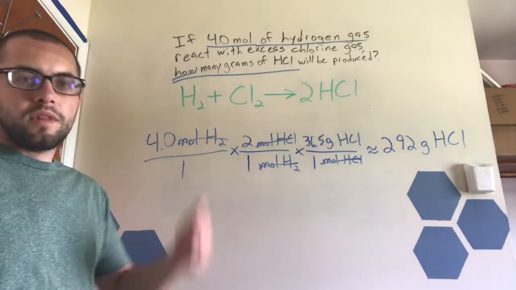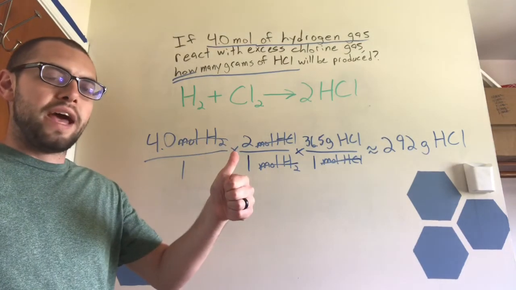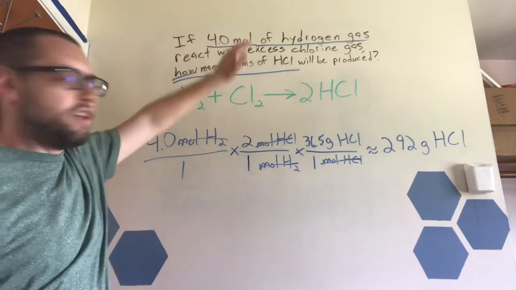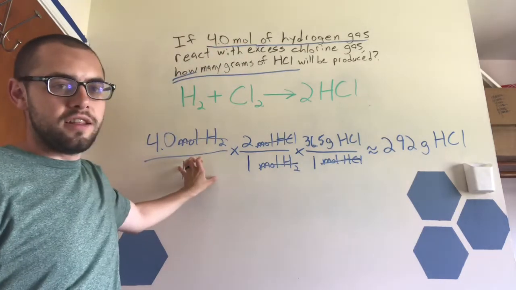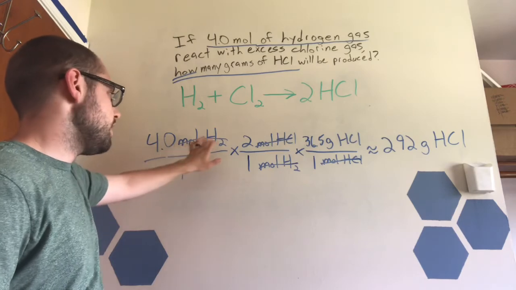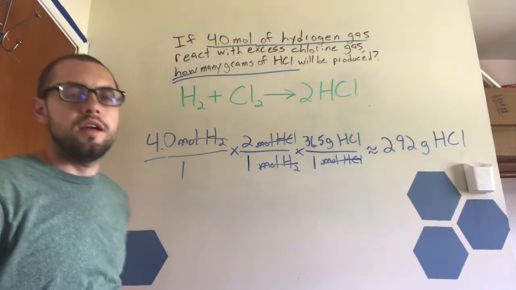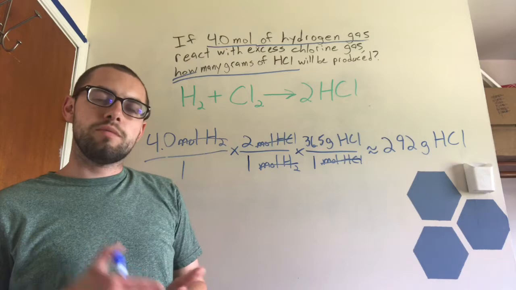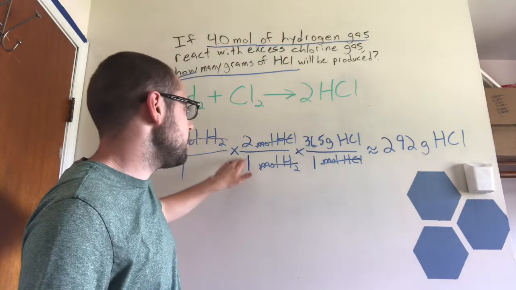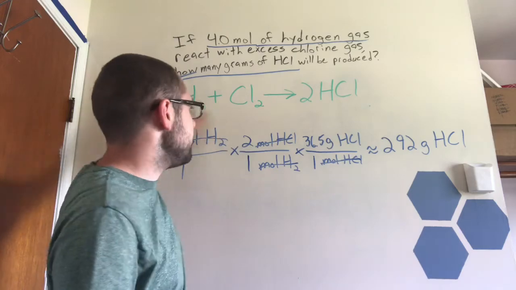So, I made sure that my reaction was balanced. It was already balanced. I started with what I was given. That's this first fraction here: 4 moles of hydrogen gas. Because I started with moles, I went over the mole bridge. 1 to 2, 1 to 2.